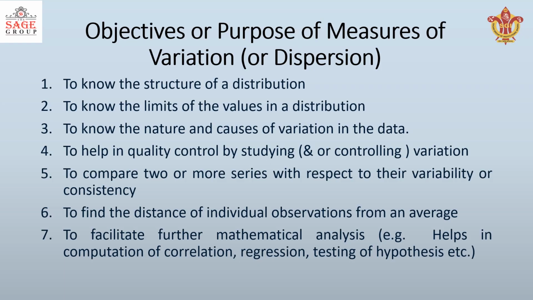Point number 6, to find the distance of the individual observations from an average or a measure of central tendency. 7th, to facilitate further mathematical analysis. For example, it helps in the computation of correlation, regression, testing of hypotheses, etc.